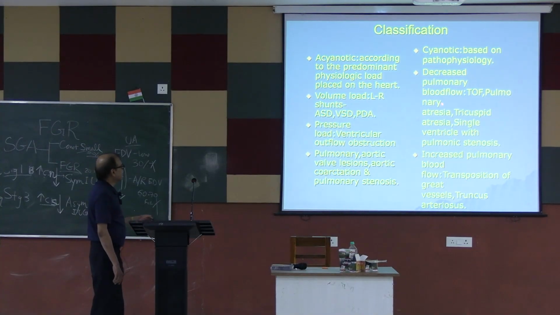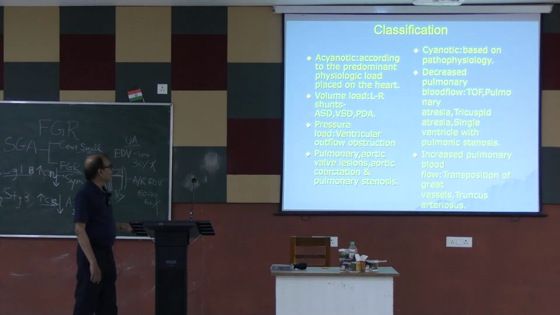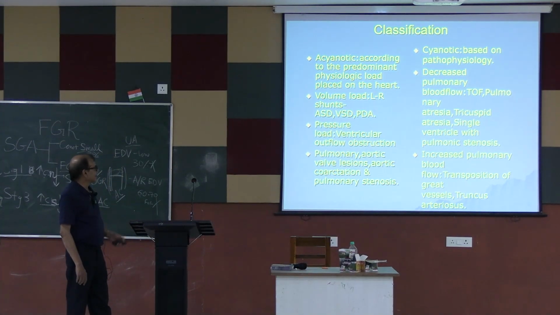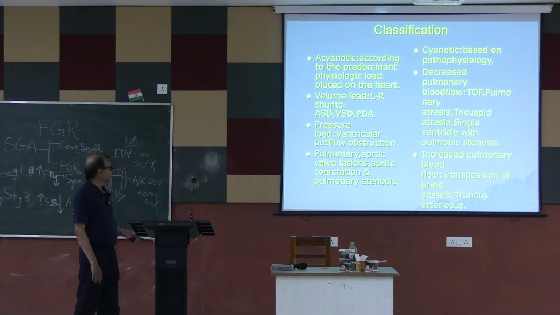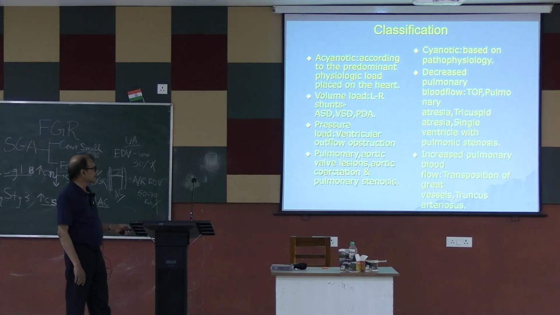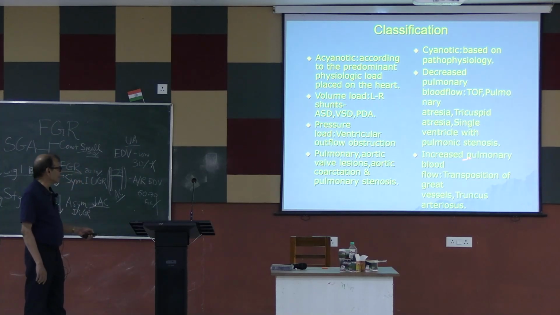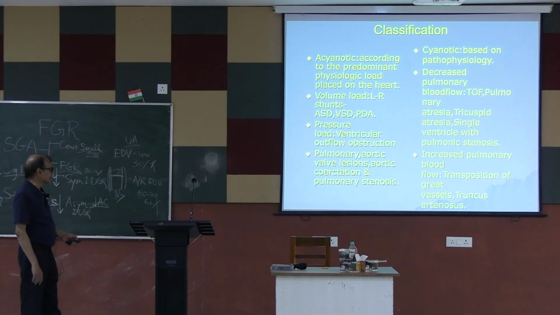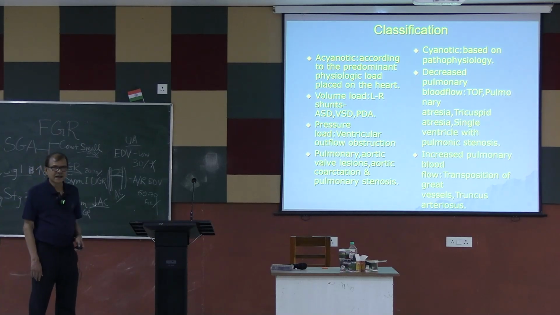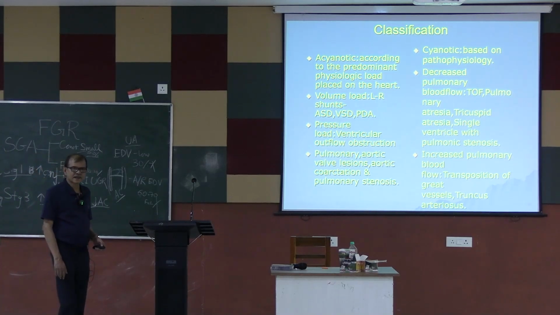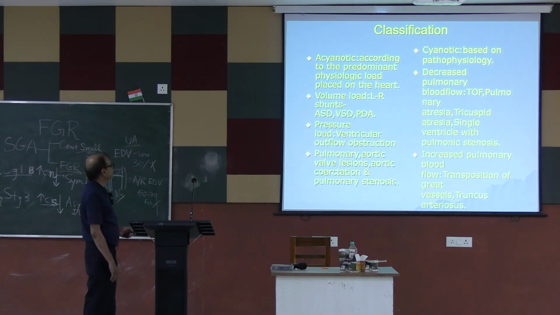Cyanotic, decreased pulmonary blood flow: Fallot's tetralogy with pulmonary atresia or pulmonary atresia itself, tricuspid atresia, single ventricle with pulmonic stenosis. Increased blood flow: transposition of the great vessels, truncus arteriosus, and on occasion the total anomalous pulmonary venous connections.